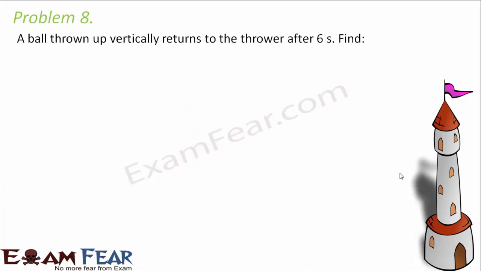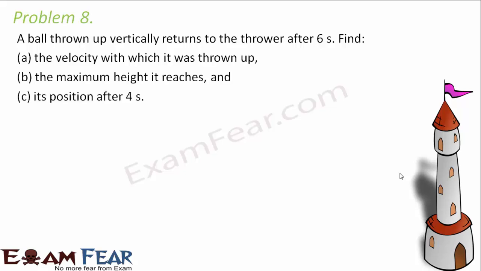It says a ball is thrown up vertically and returns to the thrower after 6 seconds. Find the velocity with which it was thrown up, the maximum height it reaches, and its position after 4 seconds. So in this case, the time which is given is 6 seconds.